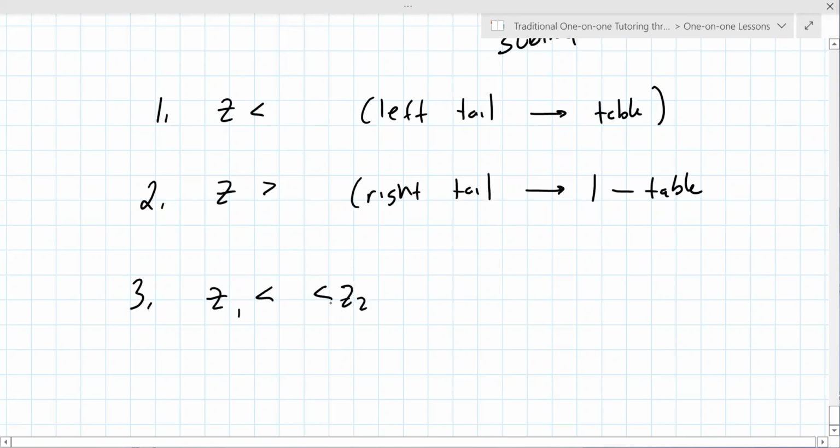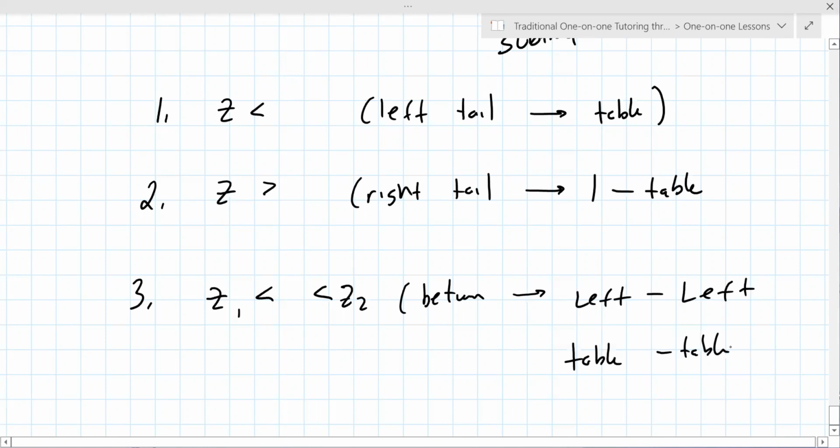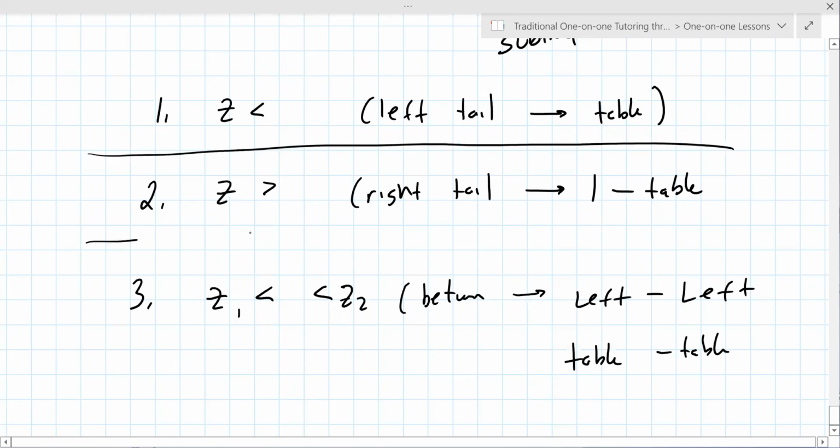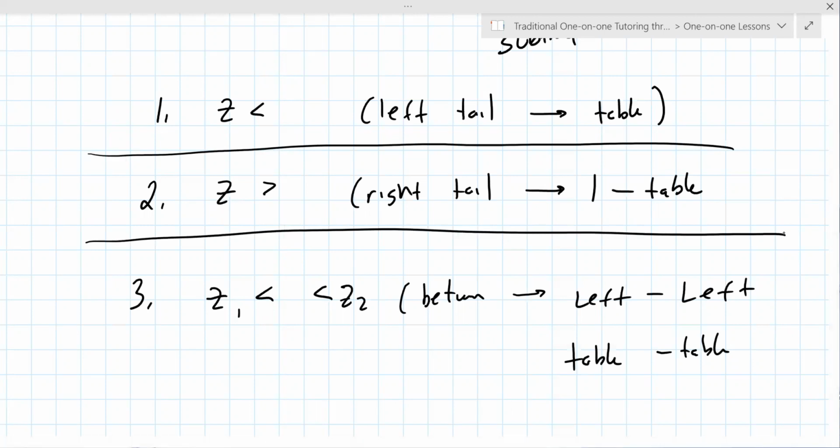You got these betweens here. So this is between or in the middle, and you do left minus left, which means table minus table. Okay, and just make sure those are super clear if you have any time between now and your test tomorrow to look at those. Left minus left. Yeah.